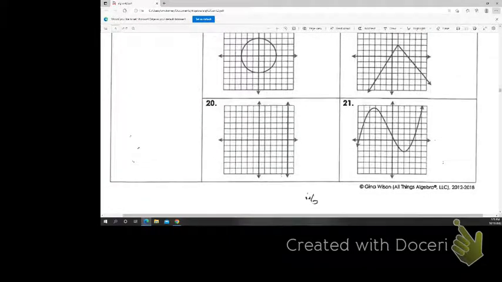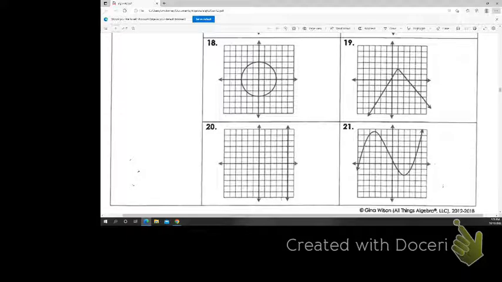So circles, ellipses, which basically means ovals, are also not functions. The V, as long as the V is opening up or down, is yes a function. In number 20, this is no, because the line is a straight vertical line, straight up and down, so there's lots of points on top of each other. 21, we can have curves. If I move across, there are no points directly above one another. That is a function.